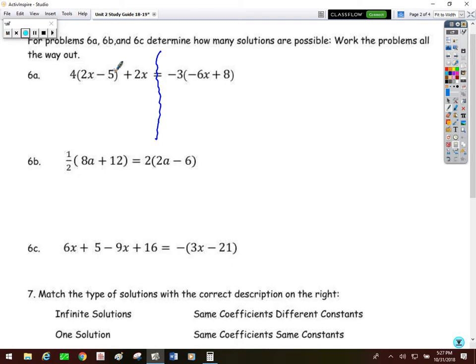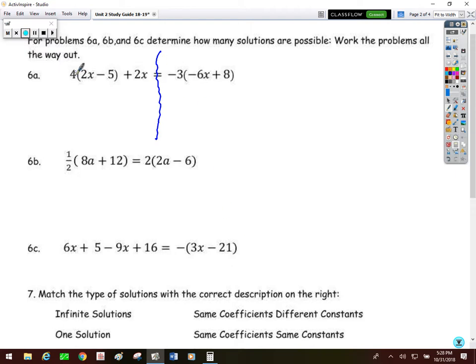All right, so we're going to look at some of these. Which one of these is infinite, which is one, and which is none? Well, remember, with one solution, you're going to have different coefficients. With no solution, you'll have the same coefficients, different constants. And with infinite solutions, you'll have the same coefficient and the same constant. So a lot of these you can actually stop a little bit short.